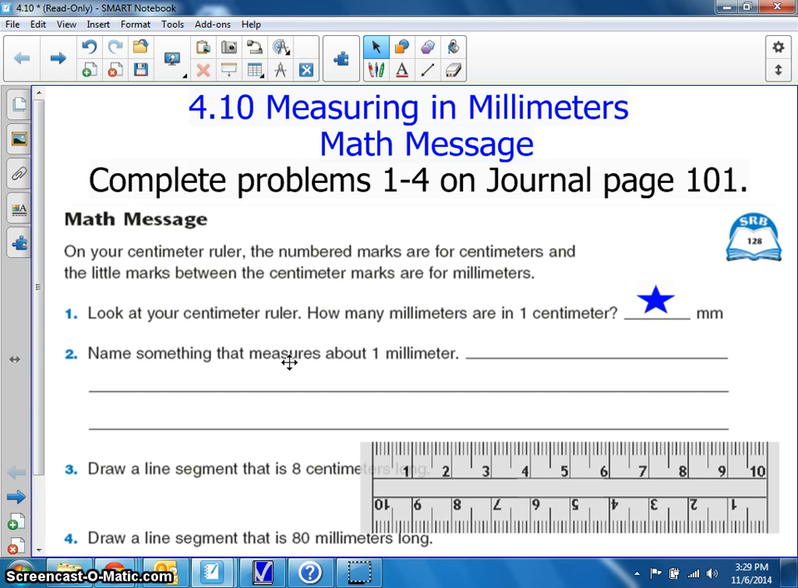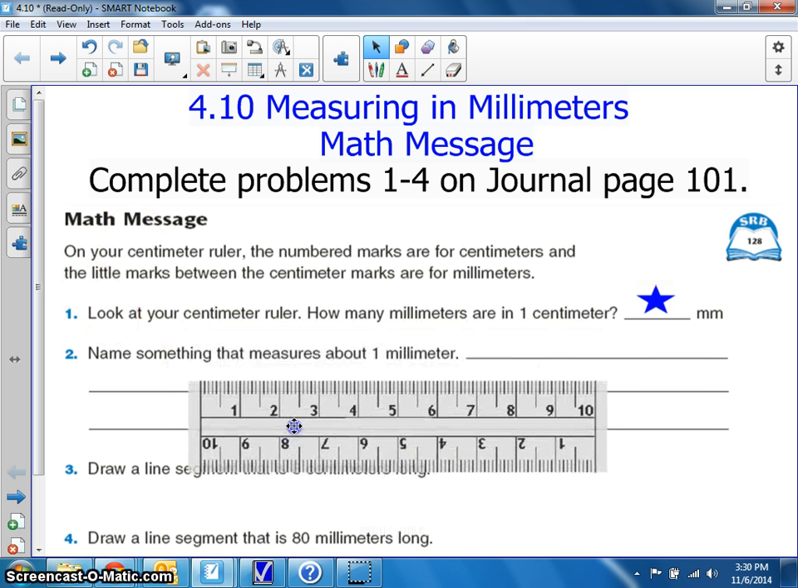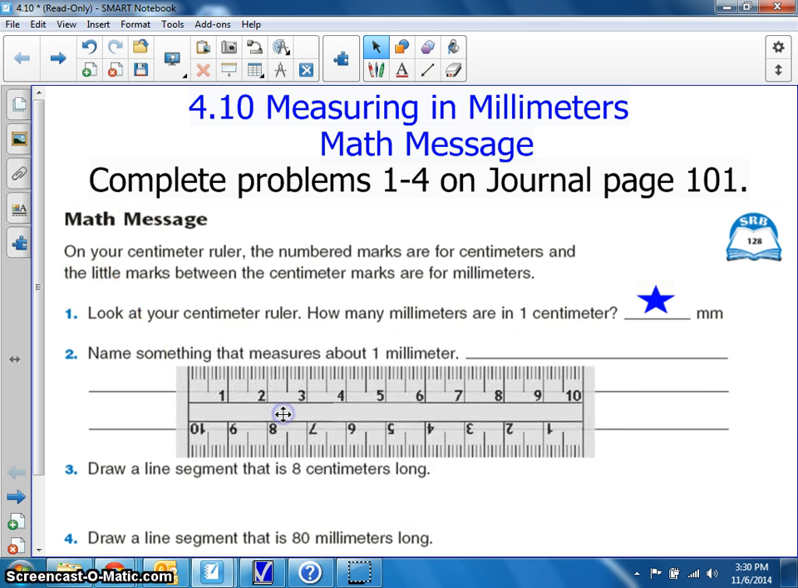Thursday night, and it's going to be on 4.10, measuring with millimeters. This is something we've done a bit of in class today. You have a pretty good understanding, or you should have a pretty good understanding of this, so the video will not be that long. First thing you need to do is look at this ruler, or any ruler. If you have a ruler at your house, I'd like you to pull that out and talk about the different relation between centimeters and millimeters.